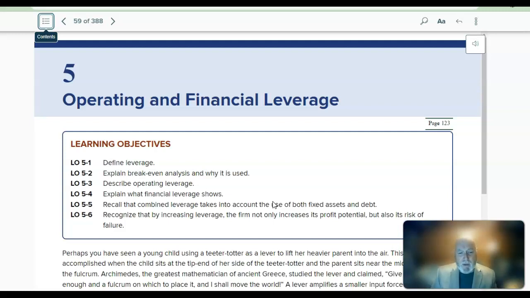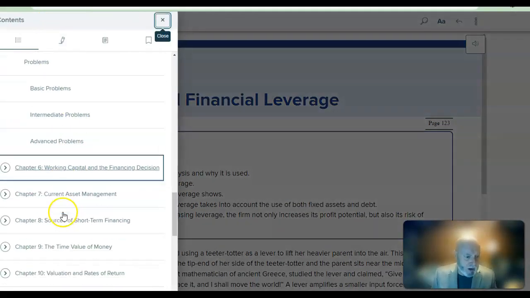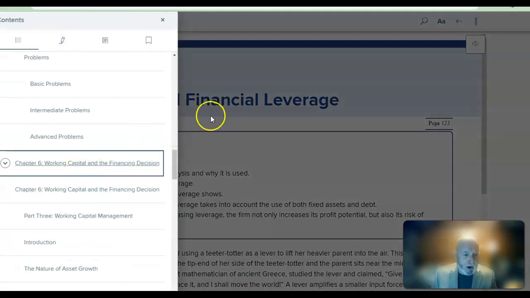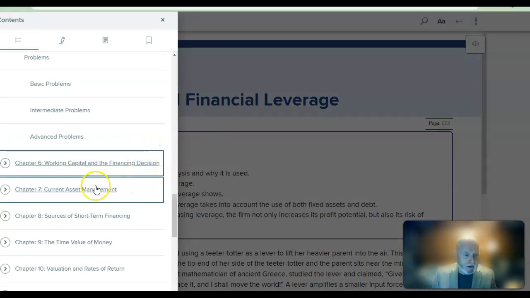We're just going to look at how they might be used, because on the surface it looks like leverage is a good thing to have, but you can have too much. And the question becomes, when does that happen, and how do we look at it that way? So that's what you're going to do with Chapter 5. And then in Chapter 6, concluding this week, we're going to start talking about working capital and the financing decision.